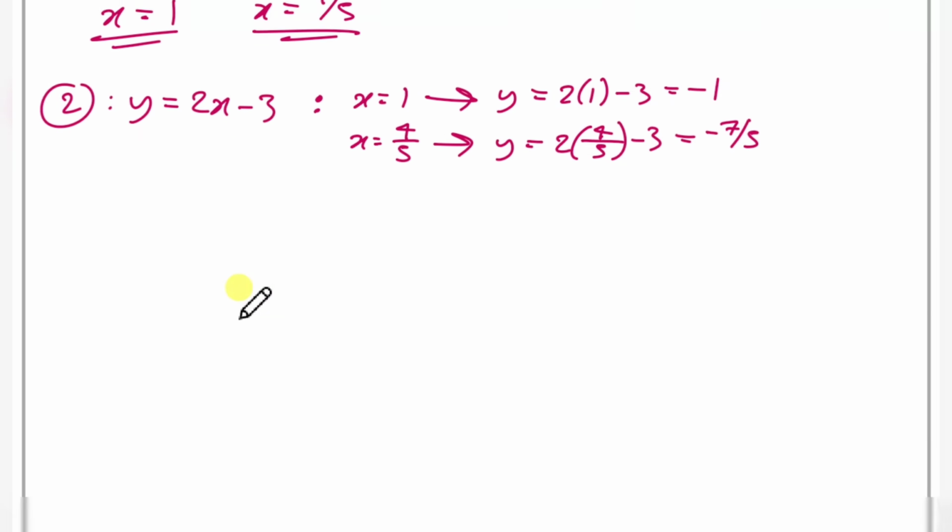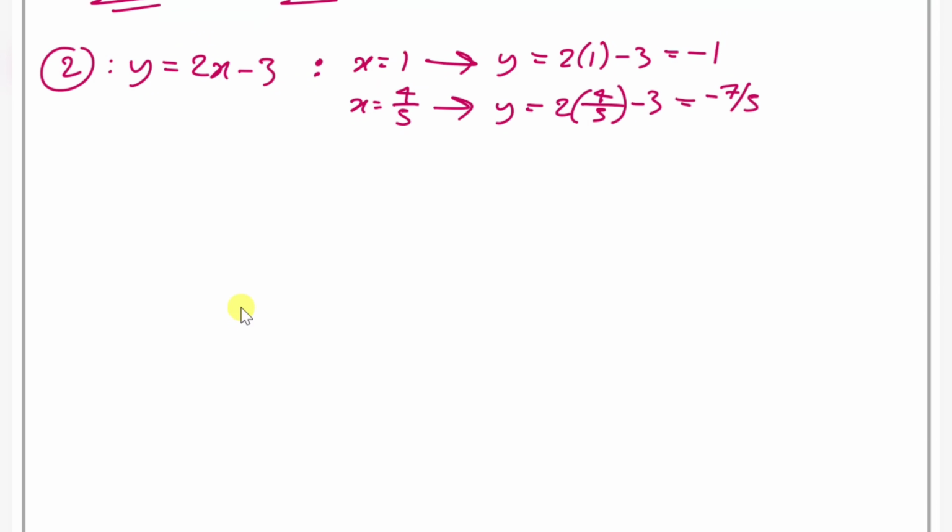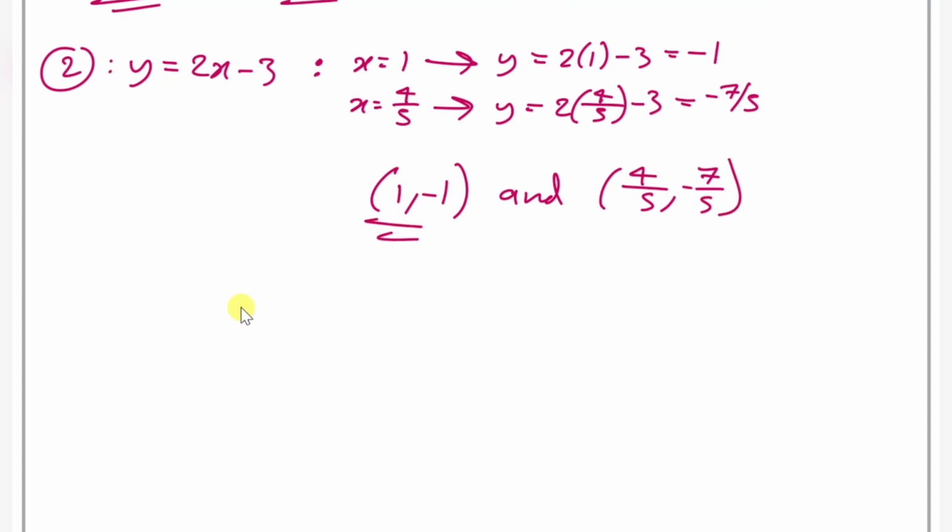Now we just write it down at the bottom of the paper. So your first coordinate will be 1, minus 1, and 4/5, minus 7/5. That's one way to write it. Yeah, you can write it like that if you want. Or you can just write exactly as it is. Yeah, you can say when x is 1, y is minus 1. When x is 4/5, y is minus 7/5. They don't mind as long as it's on this page and it's clear somehow.